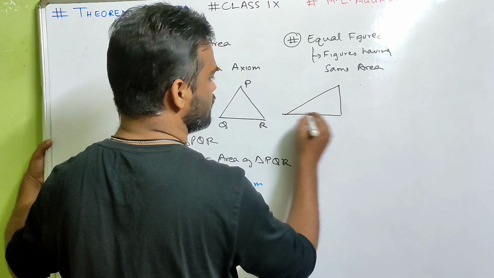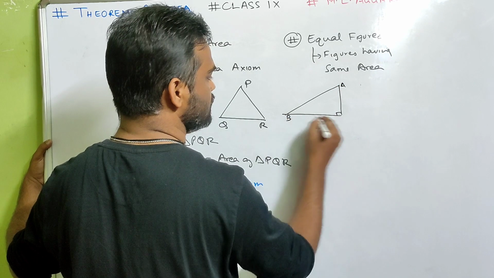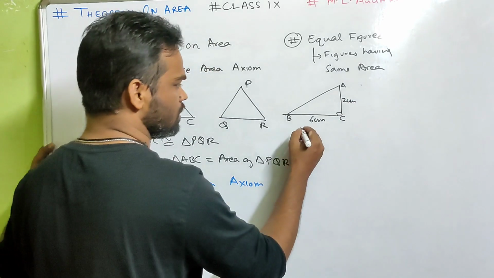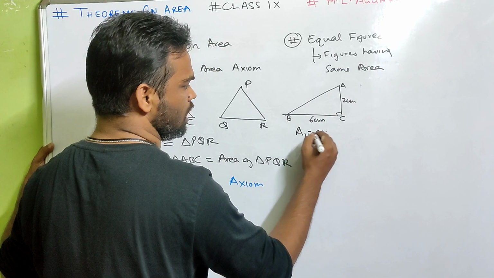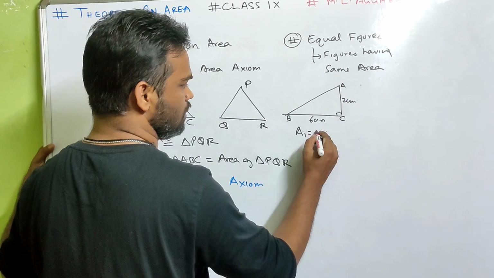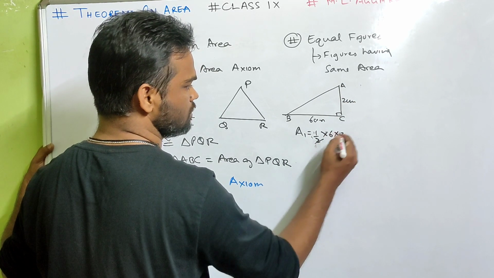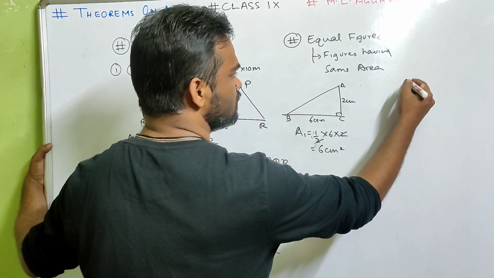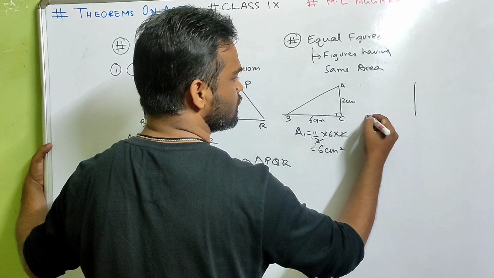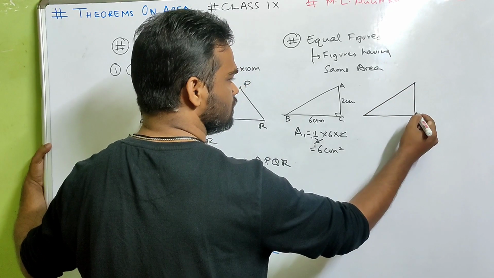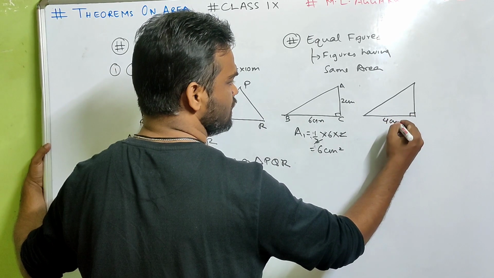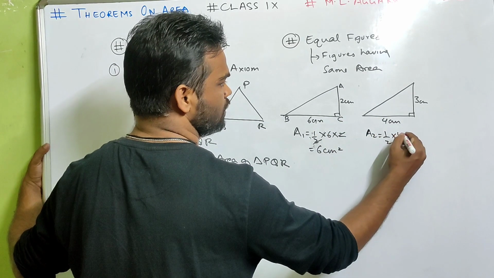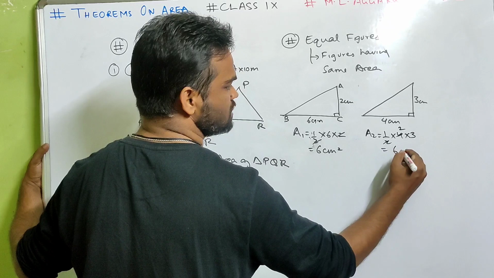We take a right angle triangle ABC. This is suppose 6 centimeter. This is 2 centimeter. Then area will be what? Half into base into height. That's 6 centimeter square. Done. Take another right angle triangle, whose sides are suppose 4 centimeter and 3 centimeter. Now find the area, A2. Again, half into base into height. That is 6 centimeter square.